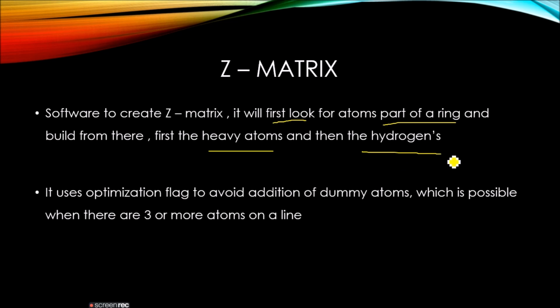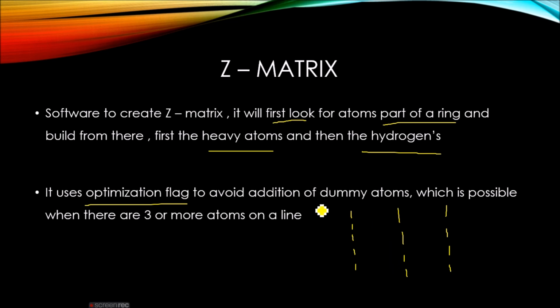And then you should notice the optimization flag. In the Z matrix you will see 1 1 1 1 1 1 1 1 placed like a column, like a line. That is the optimization column. It is used to avoid the addition of dummy atoms. Why are dummy atoms added by the software?